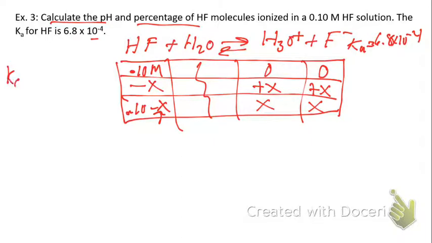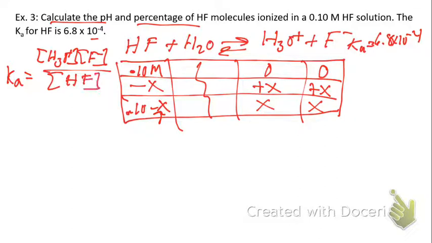The equilibrium expression, Ka, is equal to the hydronium ion concentration times F minus, over the weak acid, which is HF. Right, so we plug it in. The Ka value, 6.0 times 10 to the minus 4, is equal to x squared over 0.10. Again, we're leaving off the minus x in estimation.